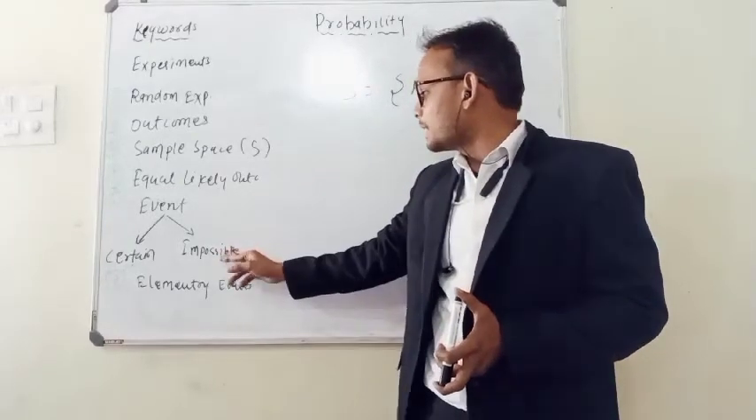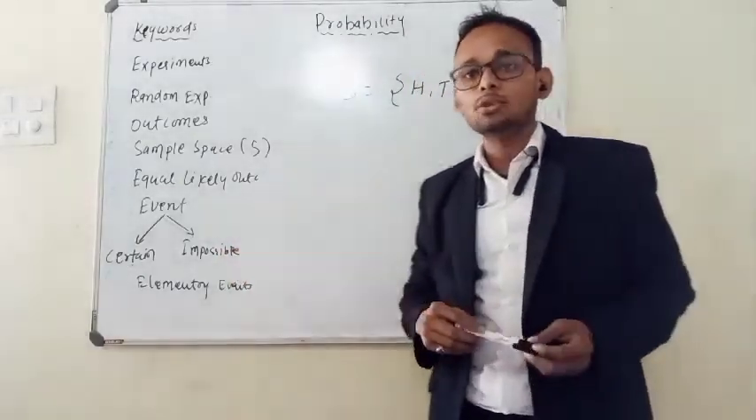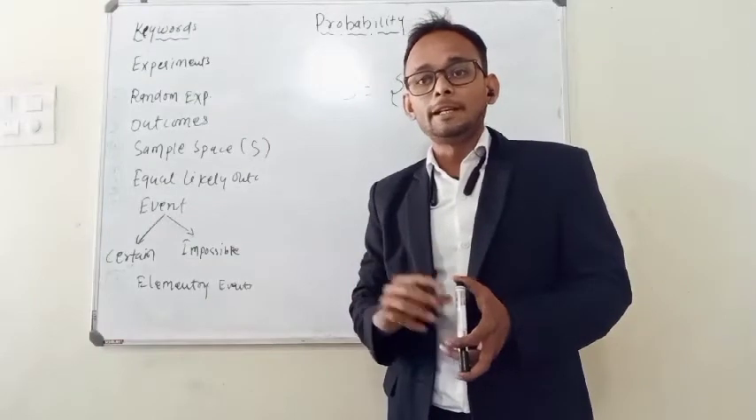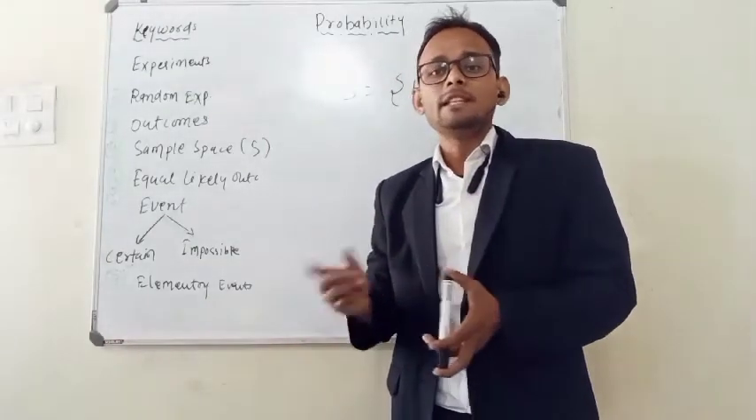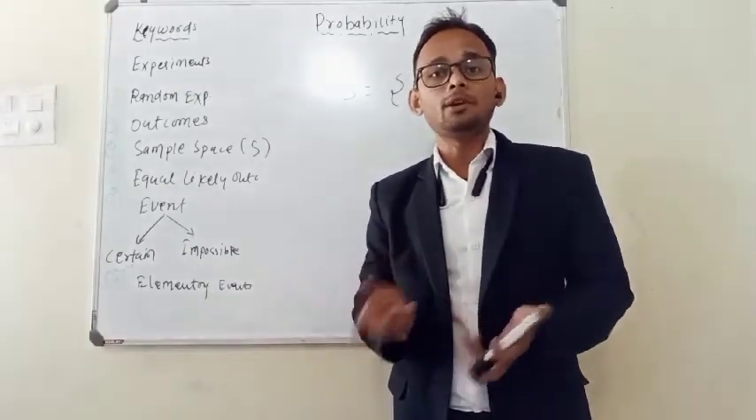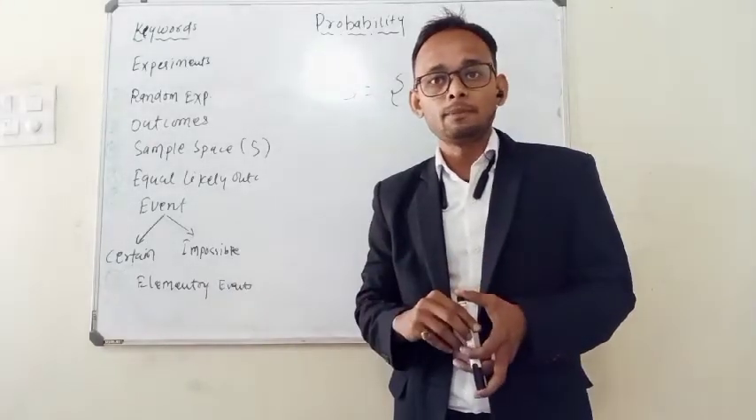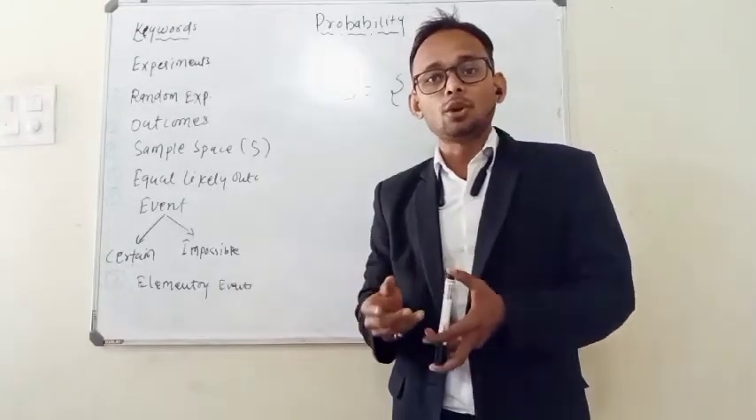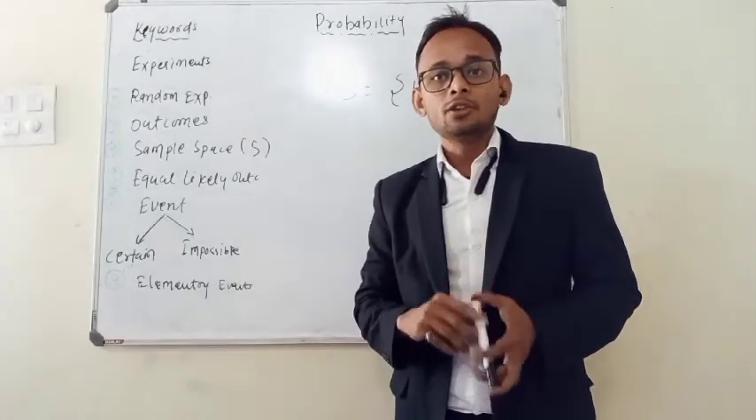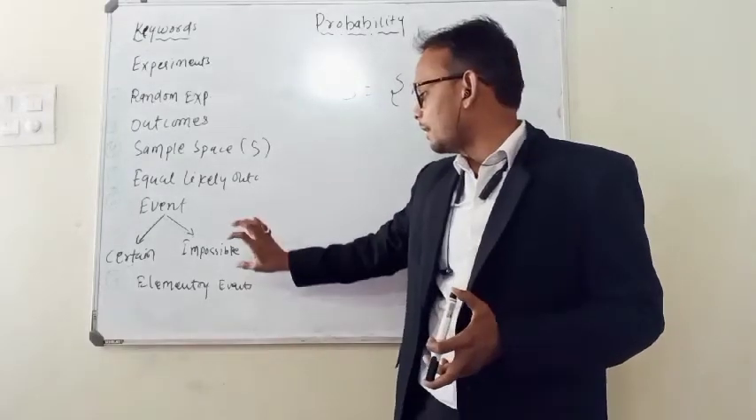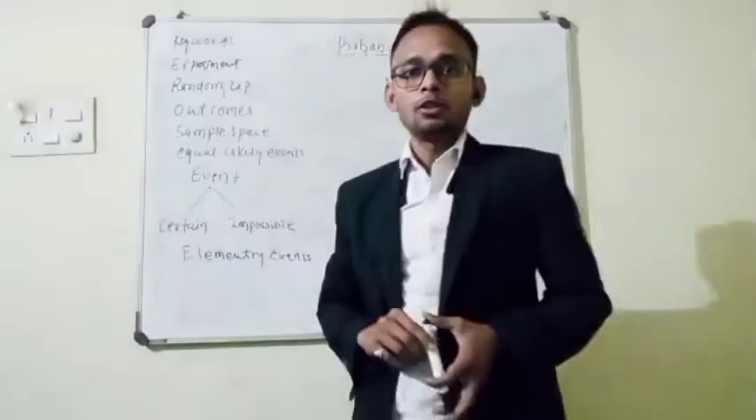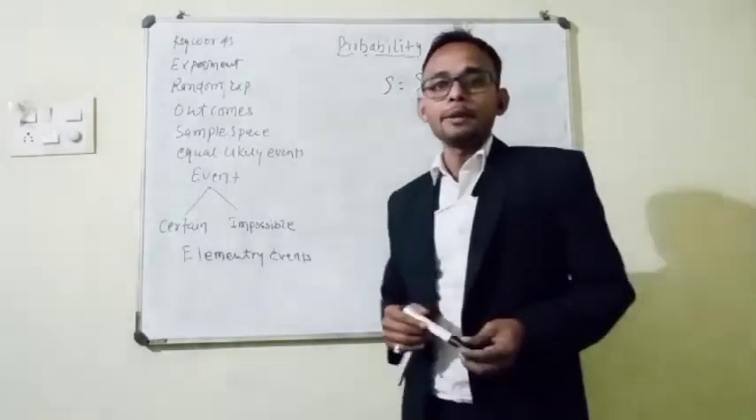Okay. Next is the impossible event. If the probability of any event is 0, it means impossible. So what is the probability of getting 7 if a dice is thrown? If a dice is thrown, how can we get 7? So this is called an impossible event. So the next is elementary events.